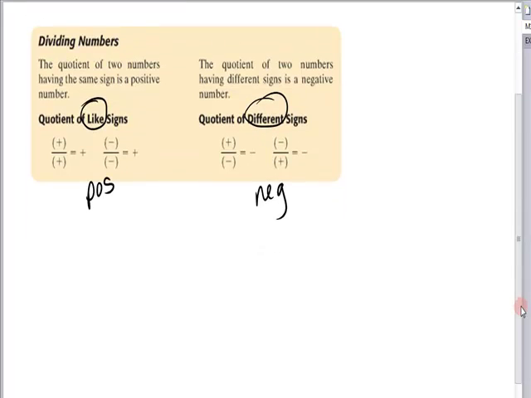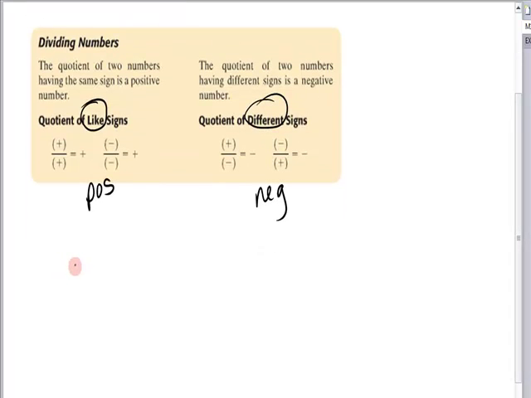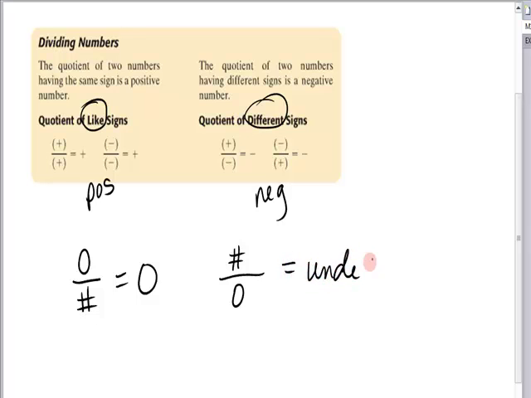Something else to remember, it may come up in this: if you have 0 divided by any number at all, you always get a 0. But if you have a number divided by 0, you cannot divide by 0, and that is considered to be undefined. If the 0 is under, it's undefined. That might help you remember that. All right, let's take a look at our problems.